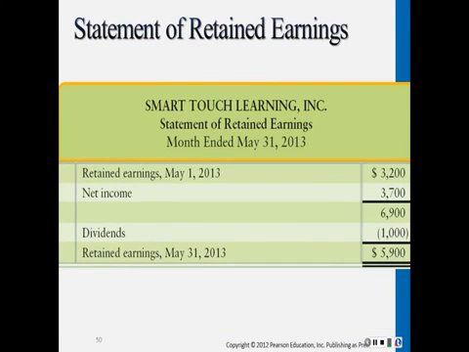Next, the statement of retained earnings is prepared. The income from the income statement is added to the beginning balance to determine the ending balance of retained earnings. The amount will carry forward to the balance sheet.